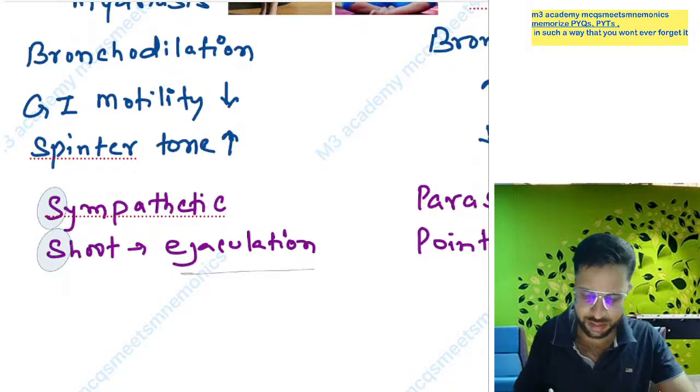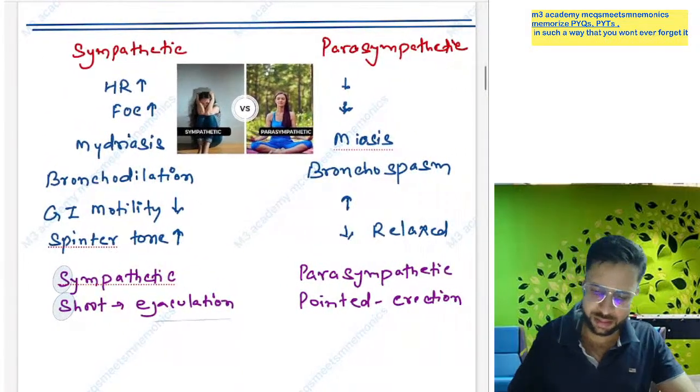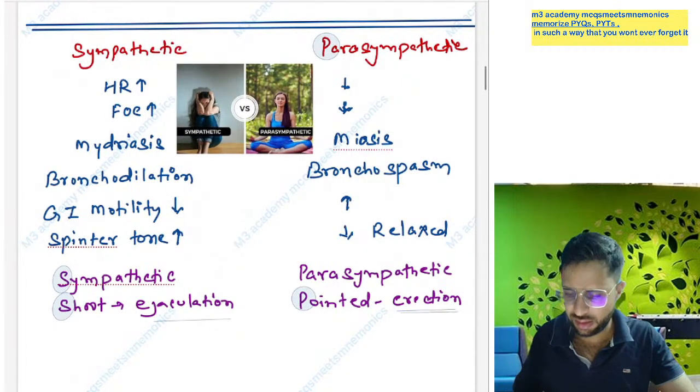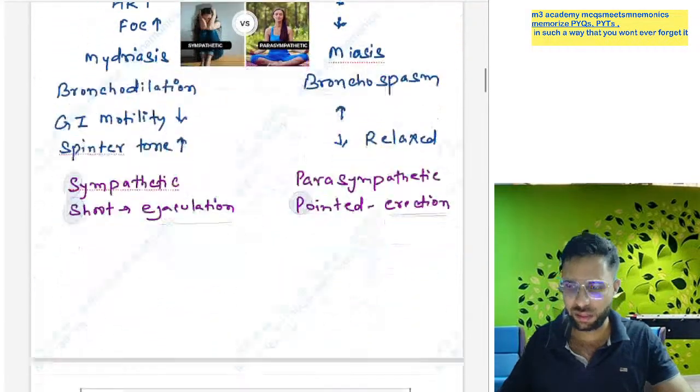Shoot means ejaculation. So ejaculation happens in which one? It happens in the sympathetic. Parasympathetic, P: you can say pointed penis, meaning the erection is there. The rest of the features are just the opposite of the sympathetic nervous system.